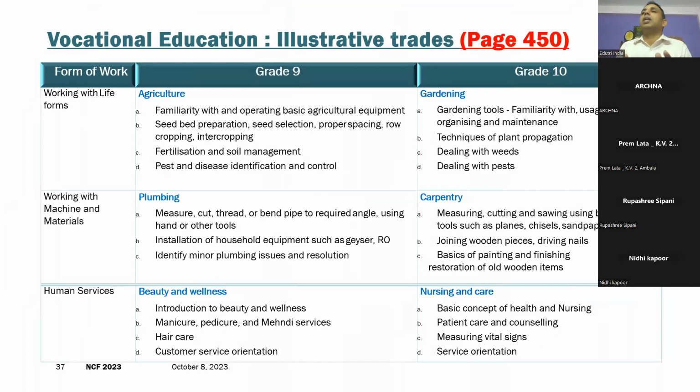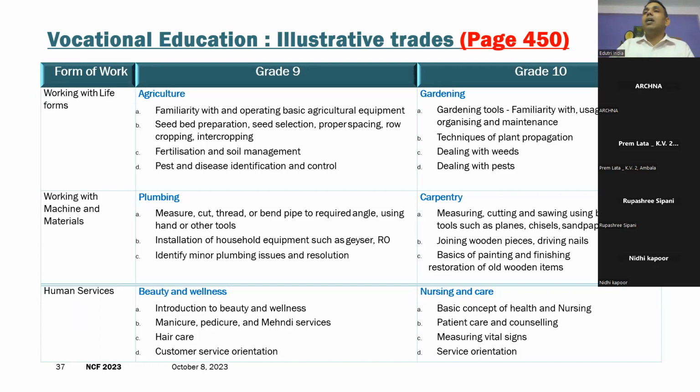If you have to give a subject, I think Archana ma'am was asking, whether what we gave in 9th can be given again in 10th, or a course given in 6th, not. But they are saying that if you are giving something related, suppose you are giving agriculture in class 9, then better you give gardening in class 10. These are two related things. If you are giving plumbing in class 9, then you should be giving carpentry in class 10. Why? In plumbing also there are some screws to tighten, some cutting to do, some fitting. In carpentry also you have to do something similar. So like that. If you are giving beauty and wellness in class 9, you should be giving nursing care in class 10. If it is related, it will be good for the child in future.